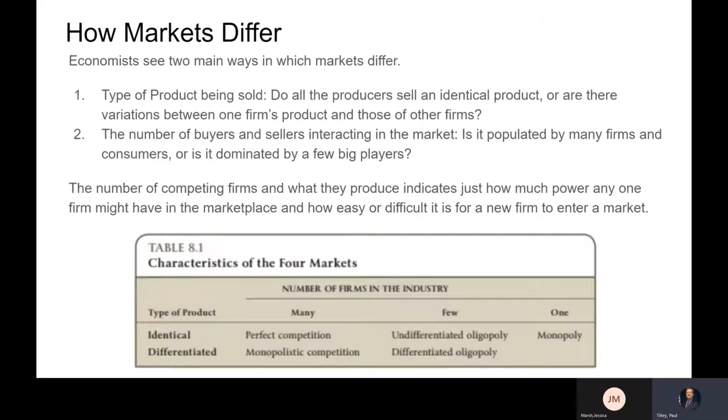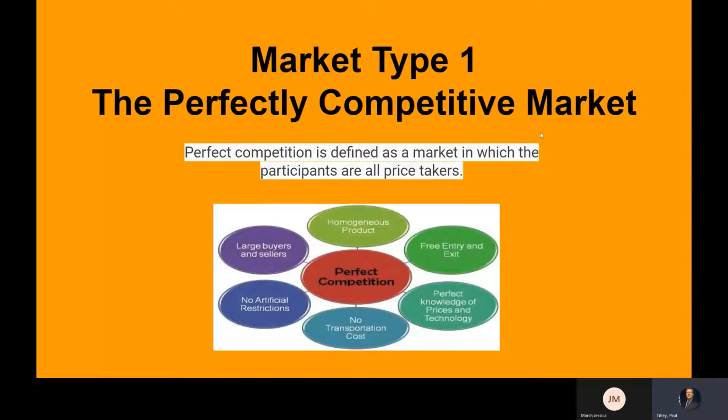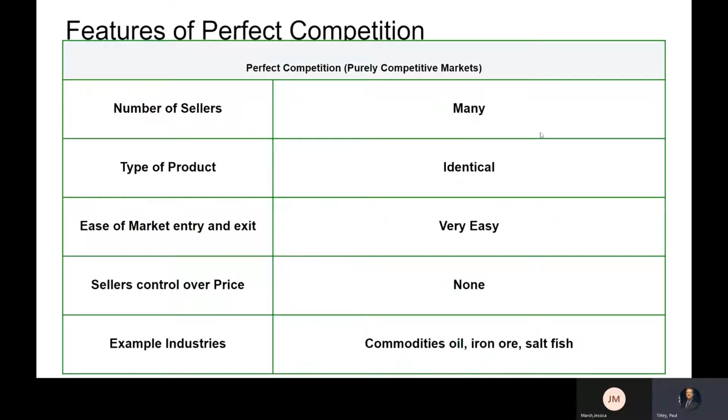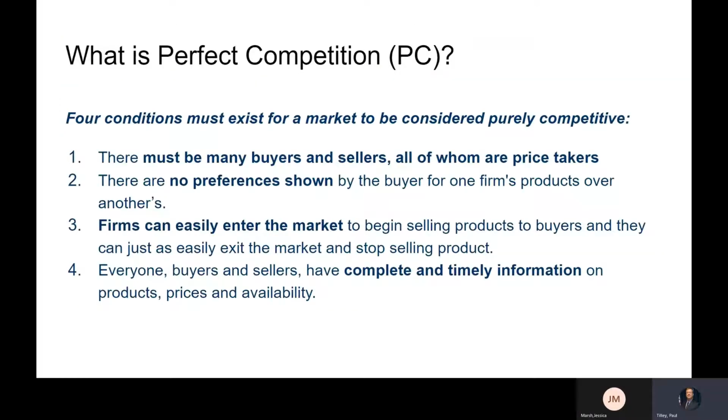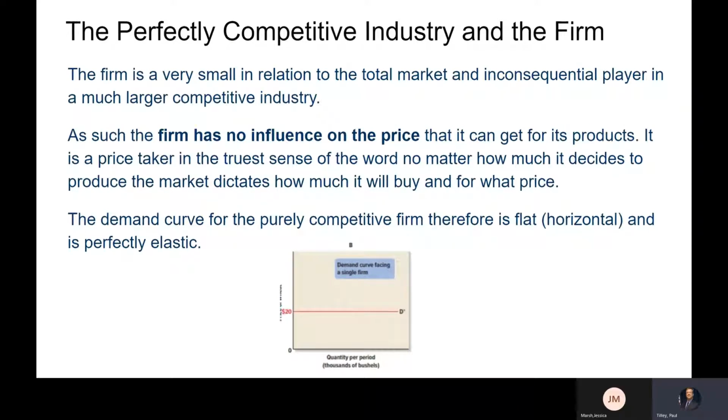If we think about perfect competition specifically, which is really what this chapter dealt with, you want to be familiar with the characteristics as I just described. Many sellers, identical products, very easy to get in and out. Sellers have no control over price, and commodities such as oil. So we have this basic criteria that we need to establish for it. Many buyers and sellers, no preferences, firms can easily enter, and we compete for people's attention. And people supposedly have full information so they can make good choices.